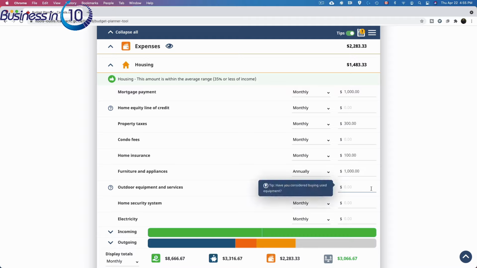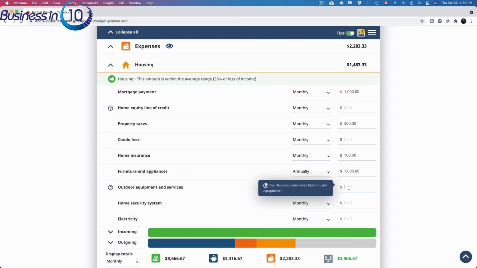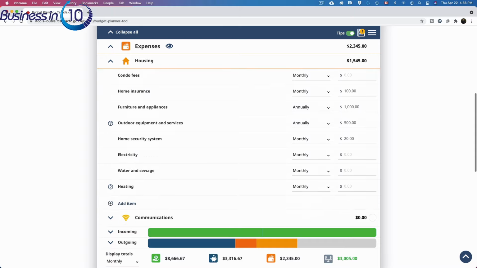Let's keep going. Outdoor equipment, and let's see what they mean. Cost for outdoor maintenance of your home, such as snow removal, gardening, etc. Okay, so I'm gonna put here, let's say, $500 for snow removal. You can put whatever is applicable to you. Home security system, I'm gonna say $20 a month. Depends on what you have.